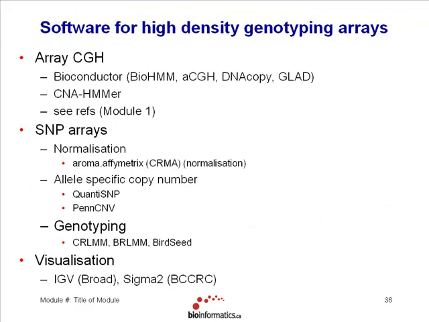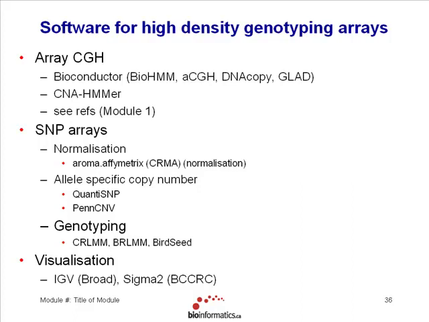So here's just a few tools for high-density genotyping arrays. Again, Bioconductor, many packages. There's my own set of software called CNA Hammer. Unfortunately, I haven't quite finished this yet, but I am compiling a whole list of references and resources that I'll put on the wiki for module one, so you can refer back to that, and I'll post basically all the links to software and all the references that I've talked about in this module so far.